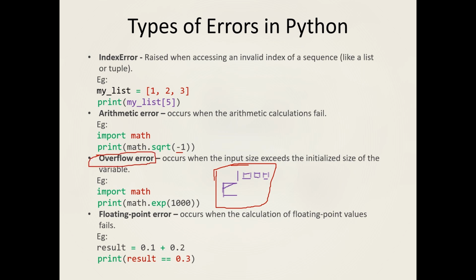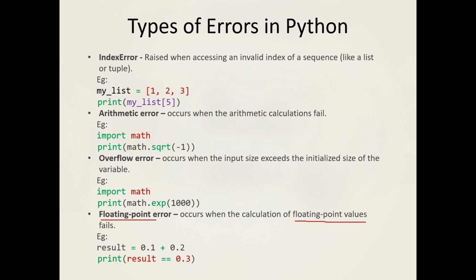Next up, floating point error. Floating point error occurs when the calculation of floating point values fails due to limitations of binary representation and precision. Generally, floating point numbers are stored in a binary format. Some decimal numbers like 0.1 and 0.2 cannot be represented exactly in binary. Instead, they are stored as approximations.